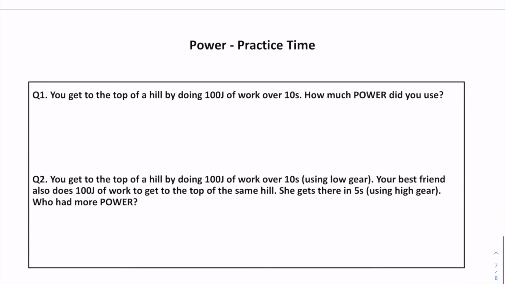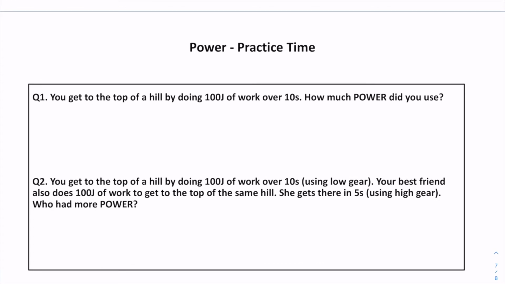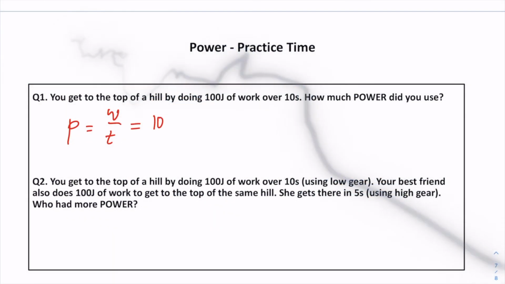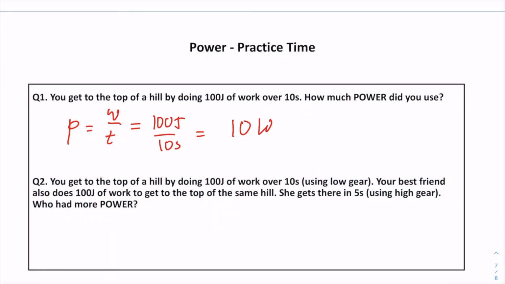All right, we have one quick practice time. We're just about done. You get to the top of the hill doing 100 joules of work over 10 seconds. How much power do you use? Okay, power is work over time, change in energy over time. 100 joules divided by 10 seconds. Not too bad. We have 10 watts.